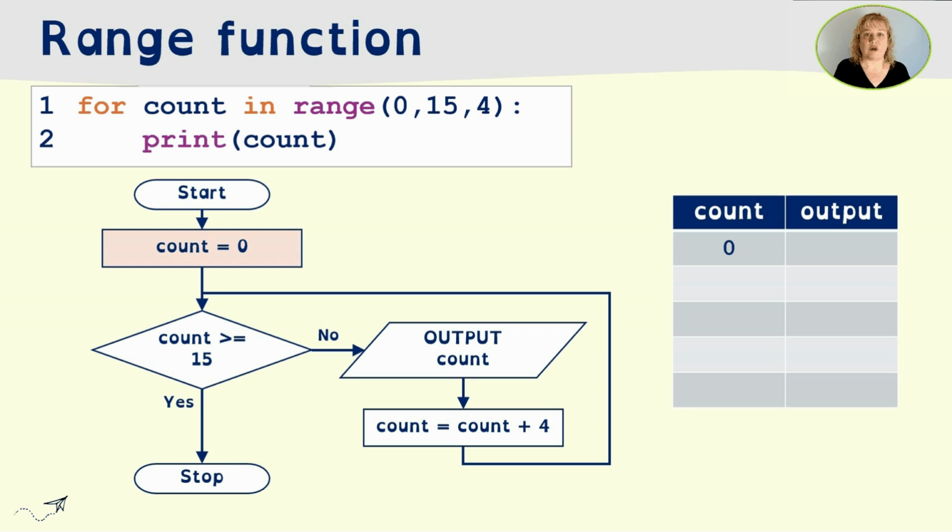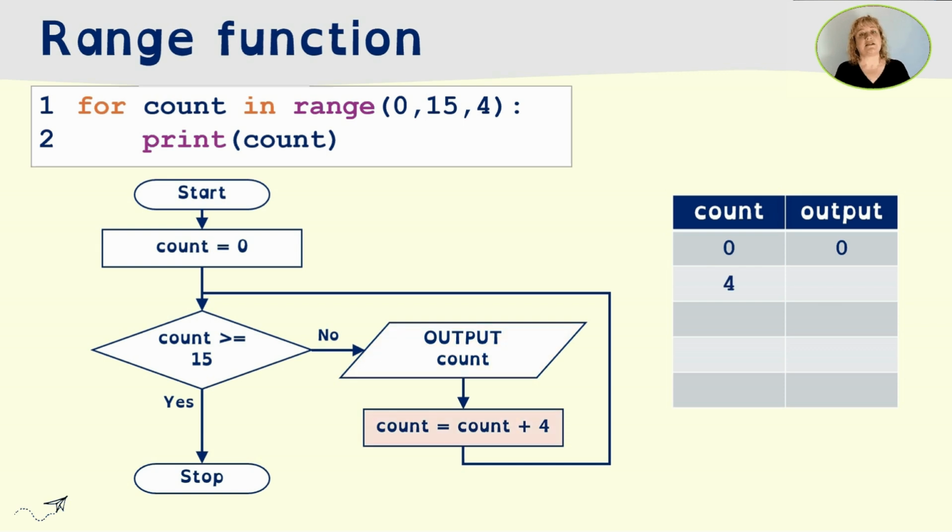So our count variable in our trace table becomes 0. And then we go down and check, is the count variable greater or equal to 15? It's not, it's 0 at the moment. So we can continue with the no, and we're outputting count, which is 0. And then it goes on to the step, which is adding 4 to it. So count is now changed to 4.